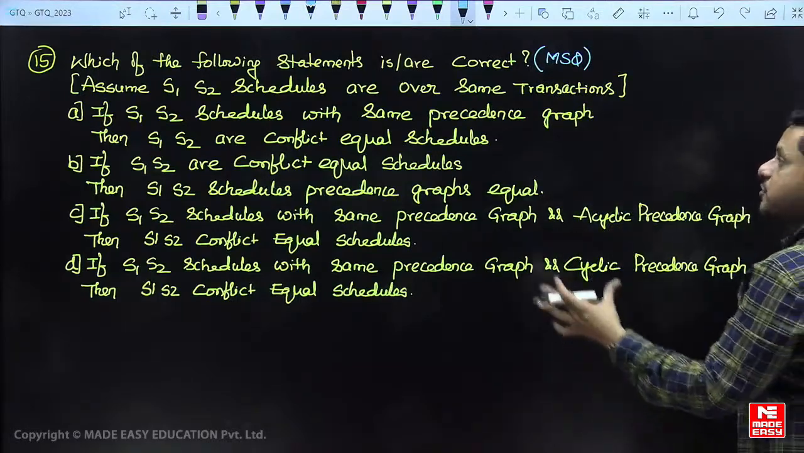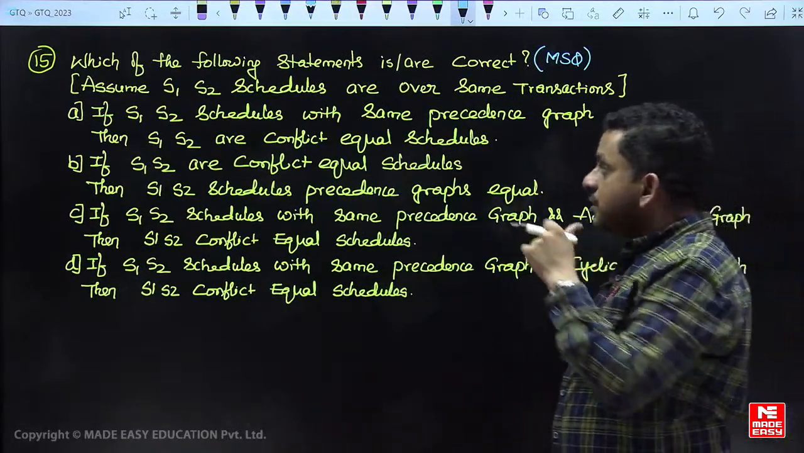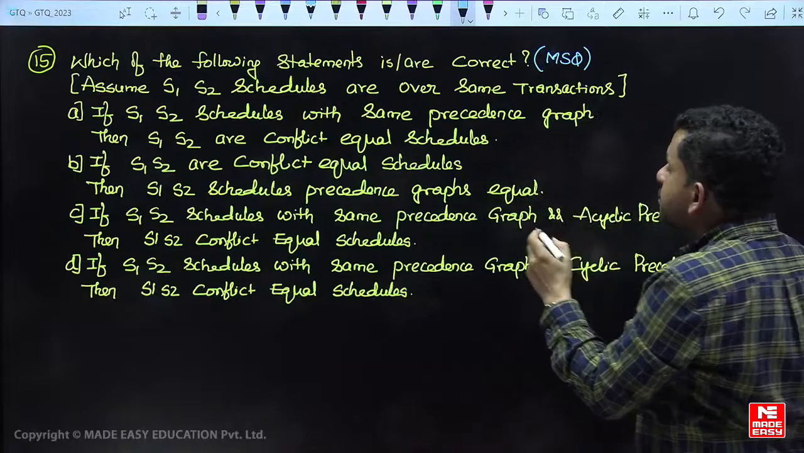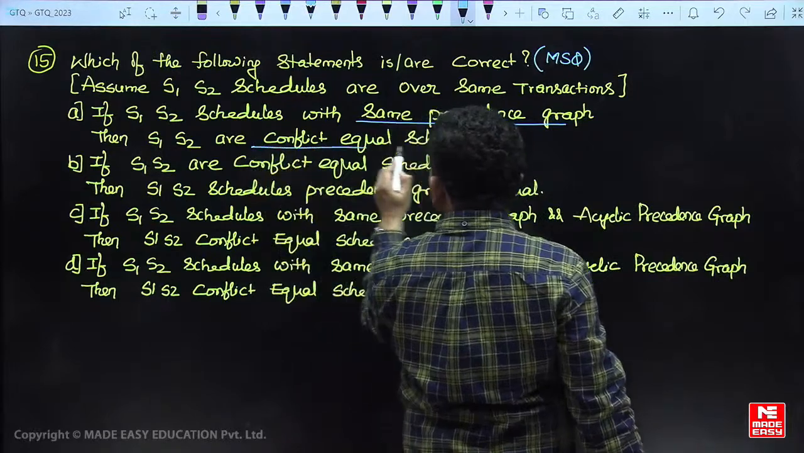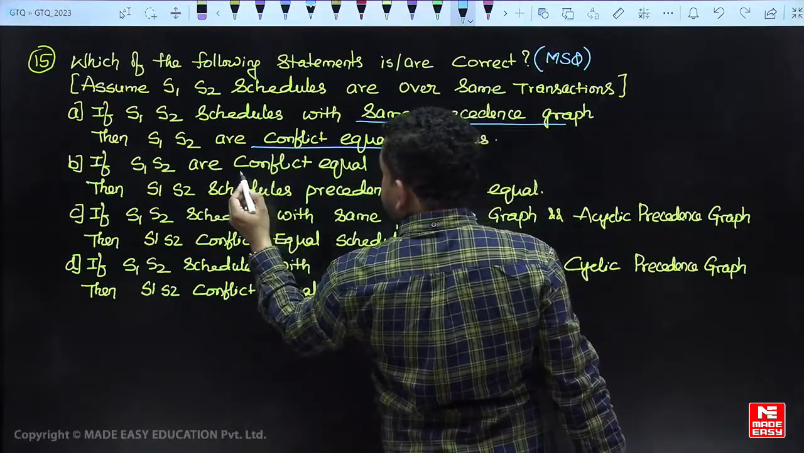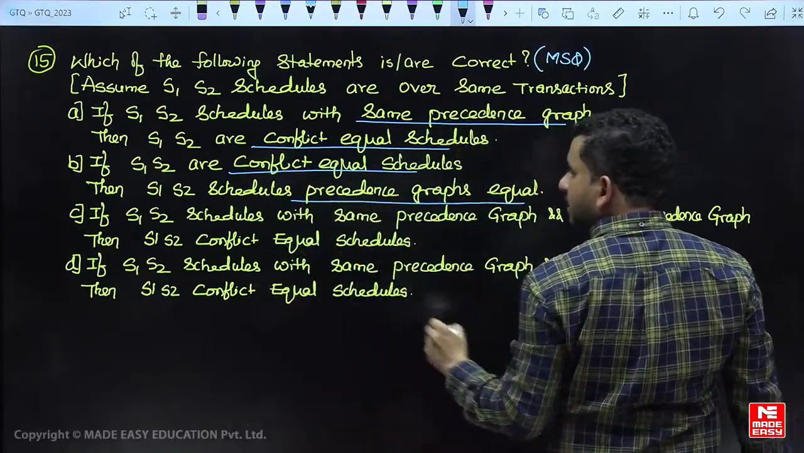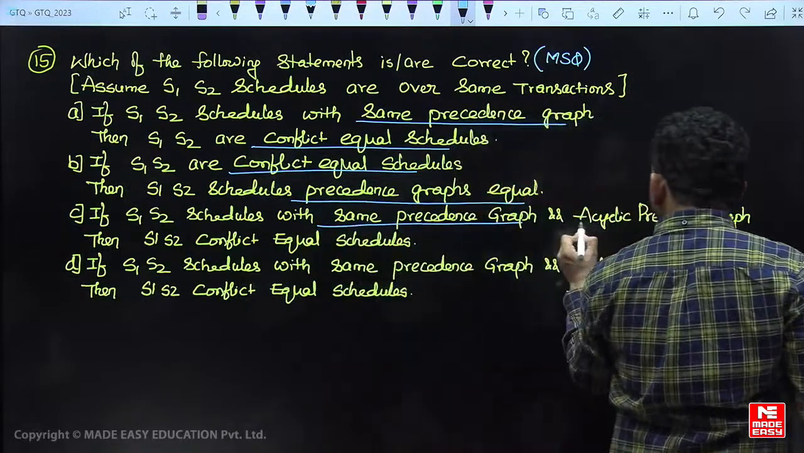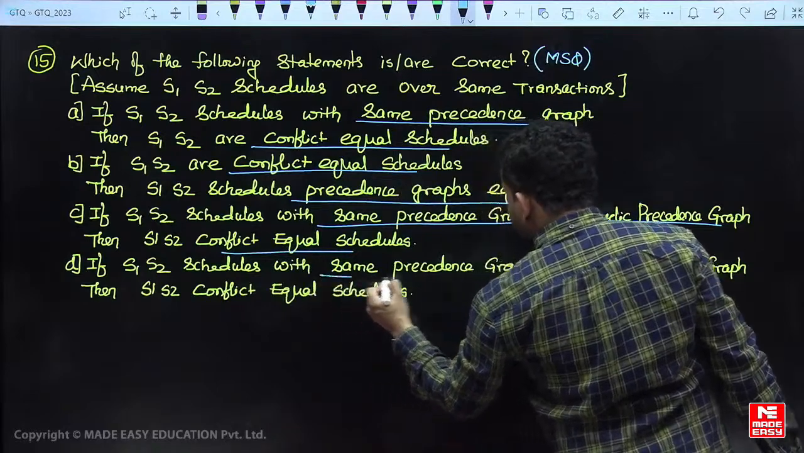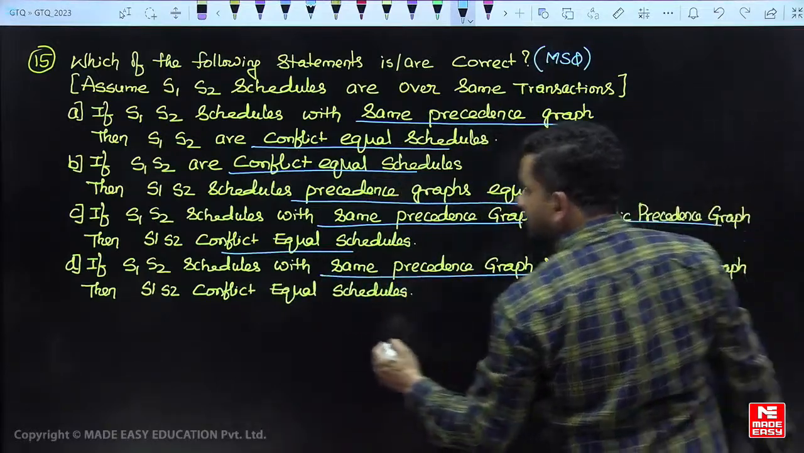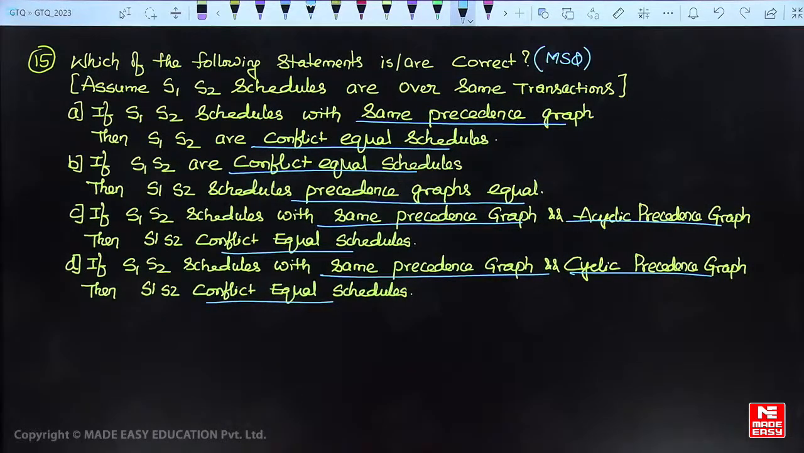Okay, assume S1 and S2 with the same set of transactions. The transactions of S1, S2 schedules are the same. If S1, S2 schedules have the same precedence graph, then they are conflict equal schedules. Second statement, if schedules are conflict equal, then the precedence graph is equal. Third statement, same precedence graph and acyclic precedence graph, then conflict equal. And fourth statement, same precedence graph and cyclic precedence graph, then guaranteed conflict equal. Okay, so which are the true statements?